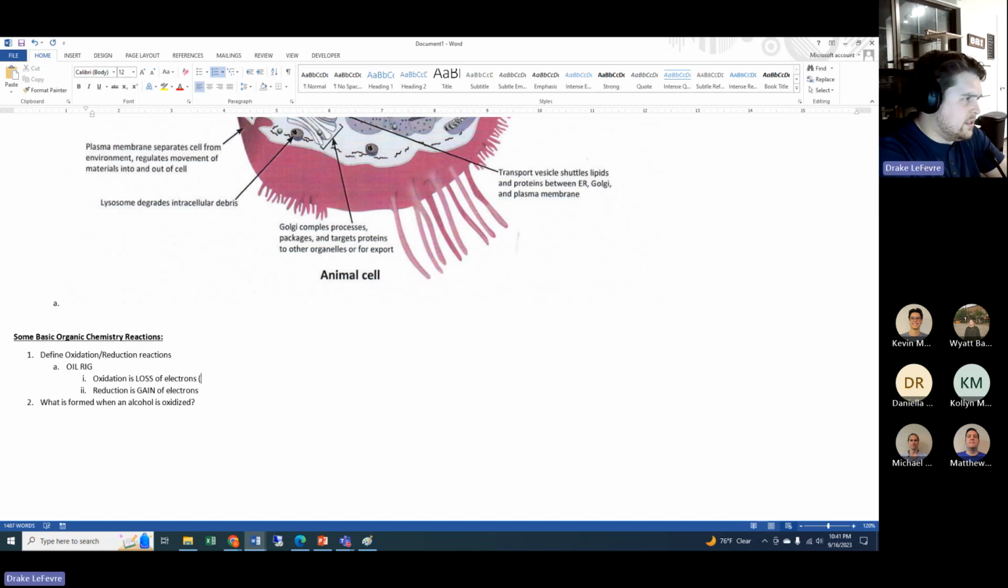There's a little bit more into it. It can be gaining oxygen, and often the loss or gain of electrons is accompanied by a hydrogen atom. So oxidation is loss of electrons or hydrogen, and reduction is gain of electrons or hydrogen.